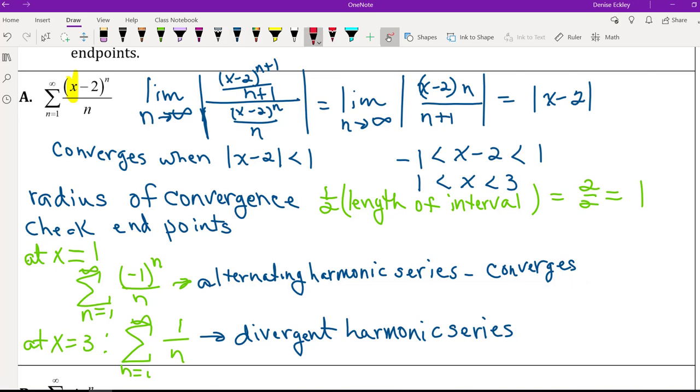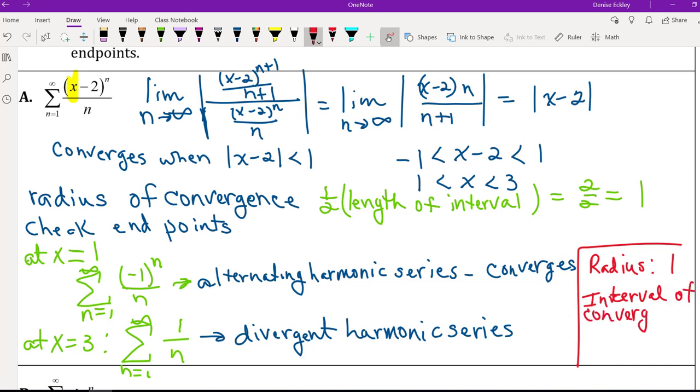So our interval of convergence, let me write our entire answer here. So our radius of convergence is 1, and our interval of convergence is going to be 1 is less than or equal to x, which is less than 3. So we can't include 3, but we can include 1.